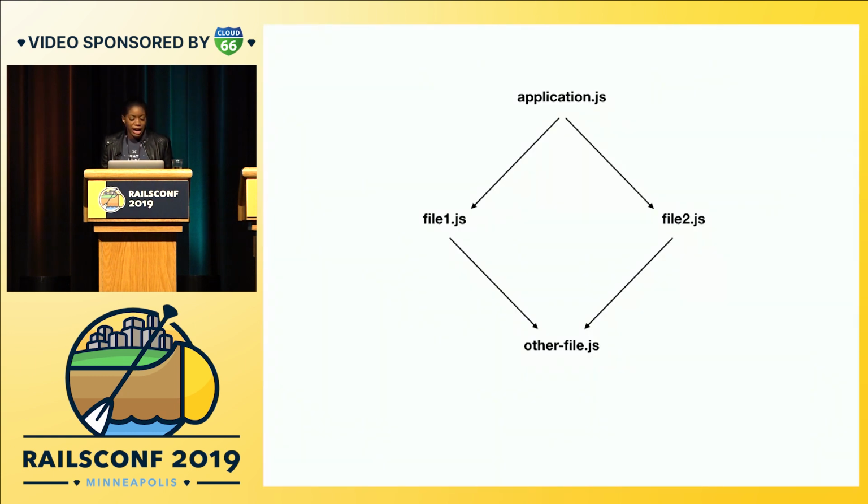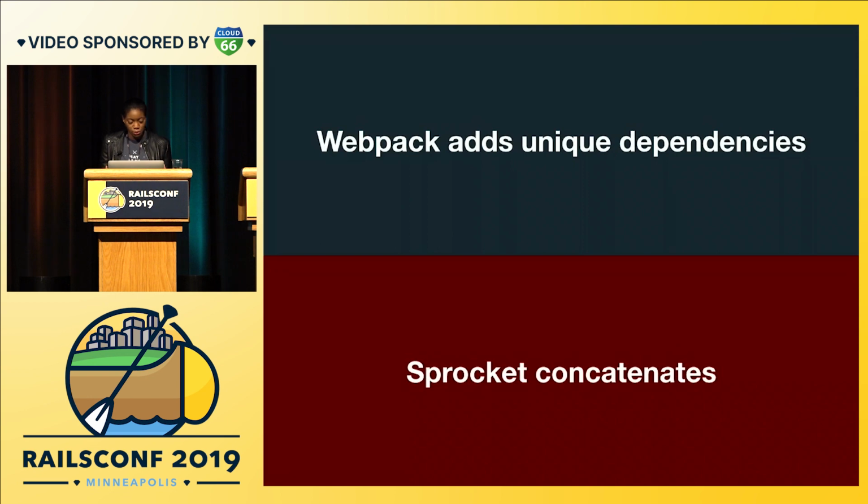For example, let's say we have an application.js file. And that application.js file imports file 1 and file 2. And both of those files import from this one file, other file. Because Webpack in the background builds a dependency graph of everything, in your compiled static file it's only going to have the code snippet from other file.js once. And because Sprockets concatenates, if you just import it the regular way with Sprockets, it's going to add those lines twice. So that's one thing that's also super powerful about Webpack. Webpack always adds unique dependencies, and Sprockets just concatenates, so you have the potential to add the same lines multiple times.